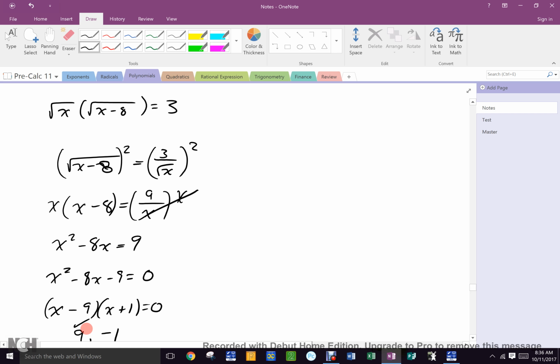Now let's check negative 1. What's the square root of negative 1? Doesn't exist. So is negative 1 a possible answer? No. Everyone see how it works?